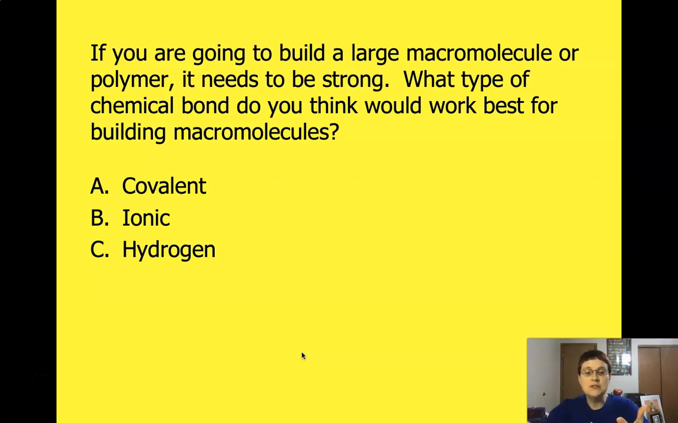If you said covalent bonds, that is the correct answer here. Remember, covalent bonds are the strongest of these three bonds because they're sharing those electrons. If you're going to build a big molecule, just like if you're going to build a big building, you want the strongest materials and structures that you can. So you're going to use the strongest glue, and here our strongest glue is the covalent bond. Remember, ionic bonds are strong, but not as strong as a covalent bond.